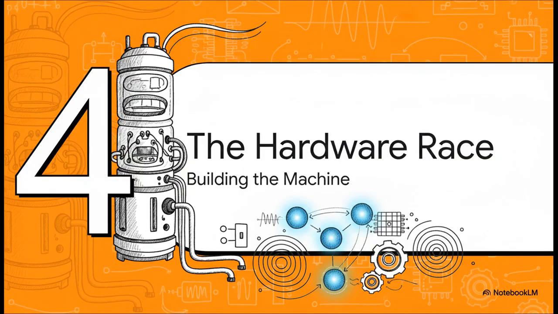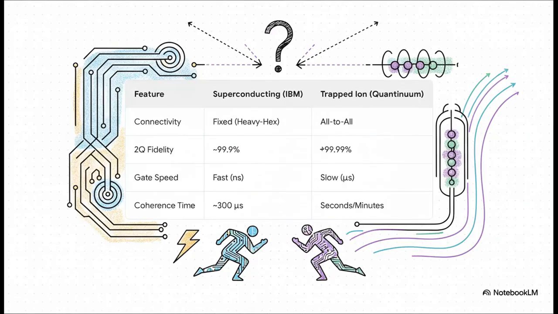Okay, the theory is mind-blowing. The algorithms are powerful, but what are we building these things out of? Let's drop all the way to the bottom of the stack and talk about the hardware. And right now, it is a full-on race. There's no one way to build a quantum computer, and different teams are betting on different horses. The two heavyweights in the ring are superconducting qubits, which you hear about from places like IBM, and trapped ions, which companies like Quantinuum are working on. And as you can see, they each have their own strengths and weaknesses.